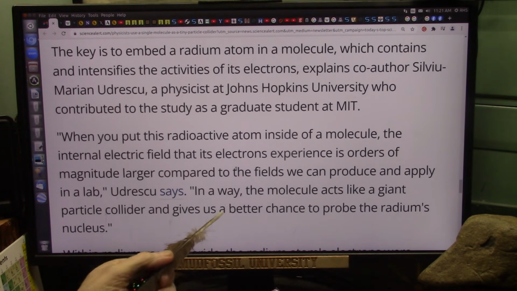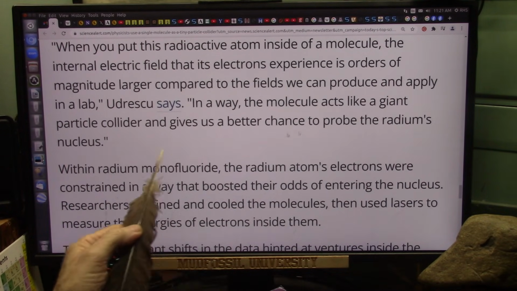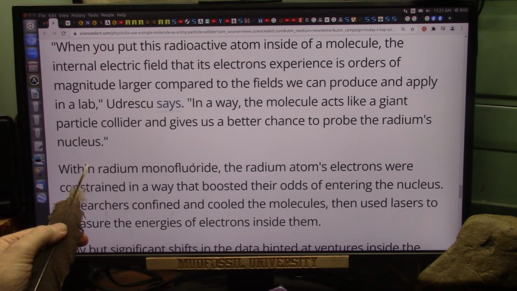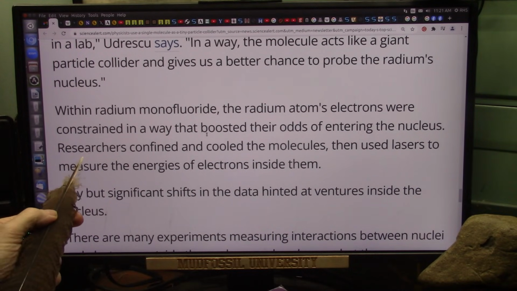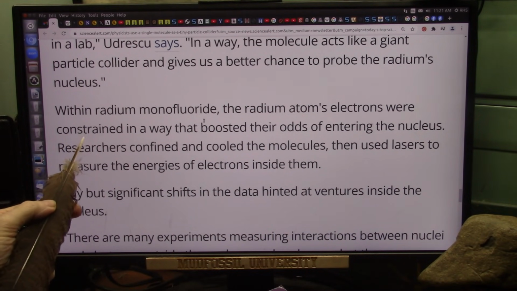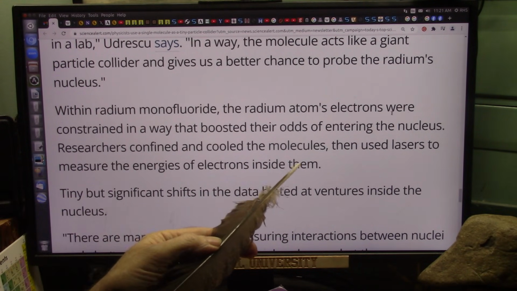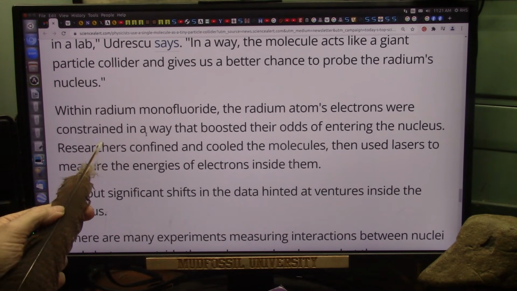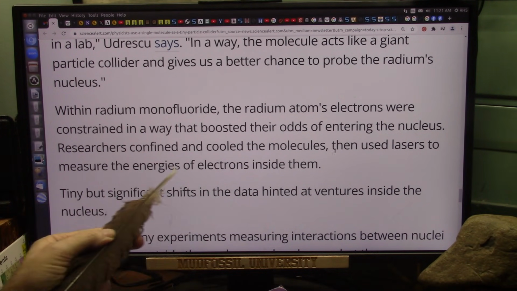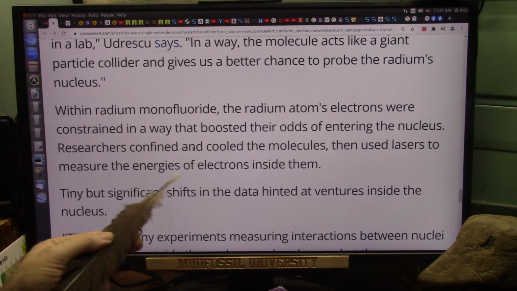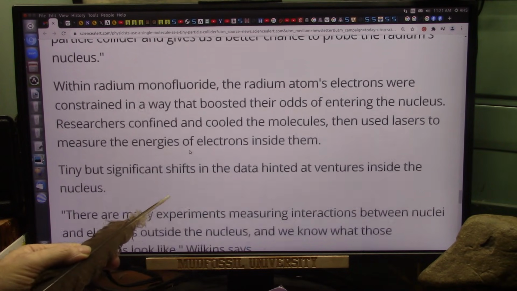I agree with that. In many ways, the molecule acts like a giant particle collider and gives us a better chance to probe the radium's nucleus. I don't know exactly what they're going to see, to be perfectly honest with you. I'd like to see what their results are. They're saying they're going to be able to see them. All right, so this is within radium monofluoride. The radium atom's electrons were constrained in a way that boosted their odds of entering the nucleus. Researchers confined and cooled the molecules, then used lasers to measure the energy of electrons inside them.